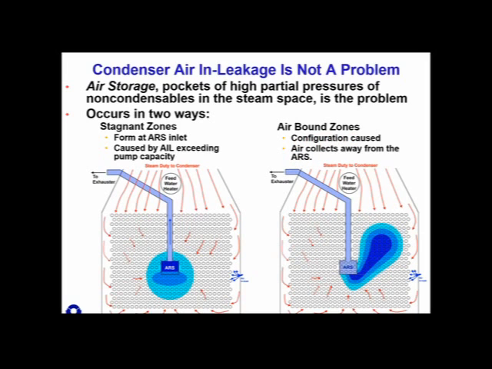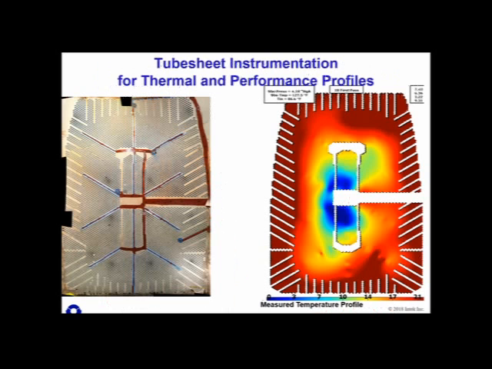And so let's take a look at what some of these stagnant zones and air bound zones look like in real life. Okay. So, like I said, we have a service for special projects. They're really condenser upgrade projects where it's necessary to go in and measure the size of these air bound zones because there's considerable benefit to getting rid of them.